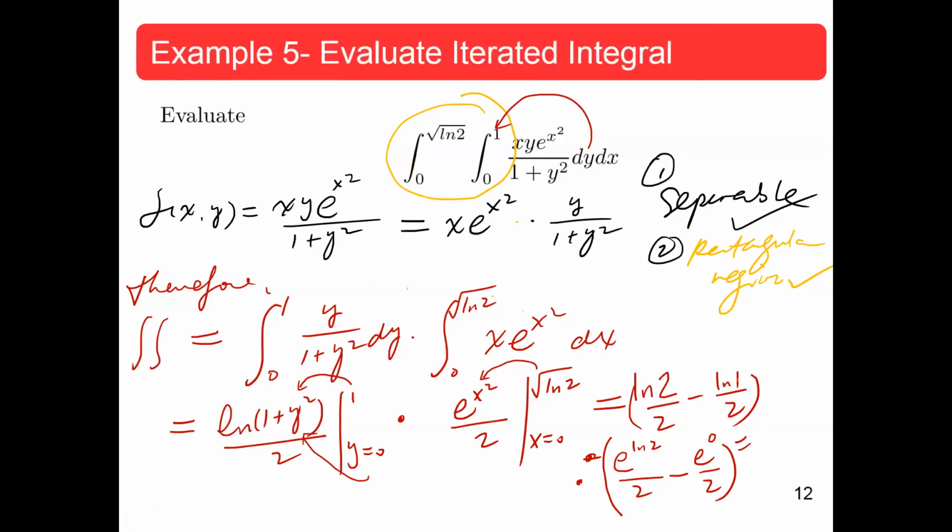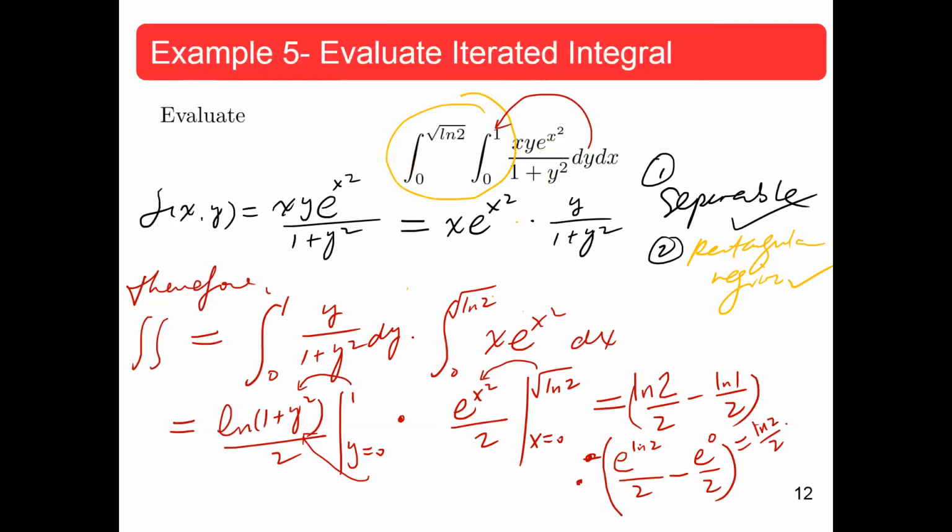Let's see what we have in the end. So we understand natural log 1, which is 0, right? This part is just 0. So I have natural log 2 over 2 times the second part. I have e raised to natural log 2. What is that? The entire thing is just equal to 1.